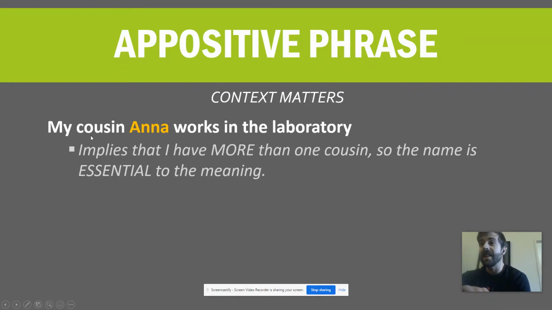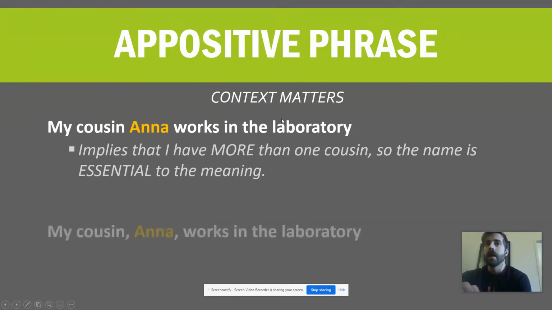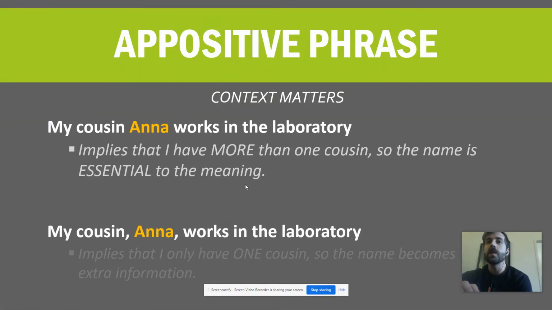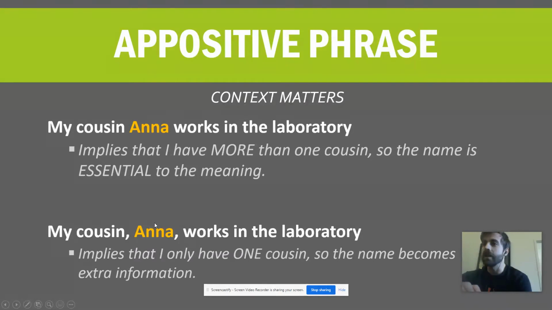I've got 78 cousins. I don't know if that's true or not. I have a lot of cousins. So I need you to know that this is my cousin Anna, not my cousin Amber, who works in the laboratory. If I wrote it this way, my cousin, Anna, works in the laboratory, this would imply that I only have one cousin, so this name becomes non-essential. This is extra information. And so that's how you can tell some context in writing. If I write it this way, my cousin Anna, that means I have lots of cousins. If I write it this way, my cousin, Anna, that means I only have one cousin.